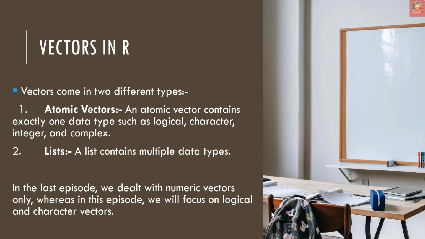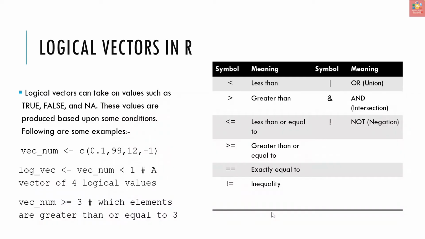So the first one: what are vectors in R? Basically, vectors come in different types. The first one is atomic vectors. An atomic vector contains only a single data type. It could be a logical vector, character vector, an integer, or a complex vector. A list contains multiple data types. In this episode, we will only focus on atomic vectors. Primarily we will only discuss logical and character vectors in R, and we will leave the rest of the types for some other episode.